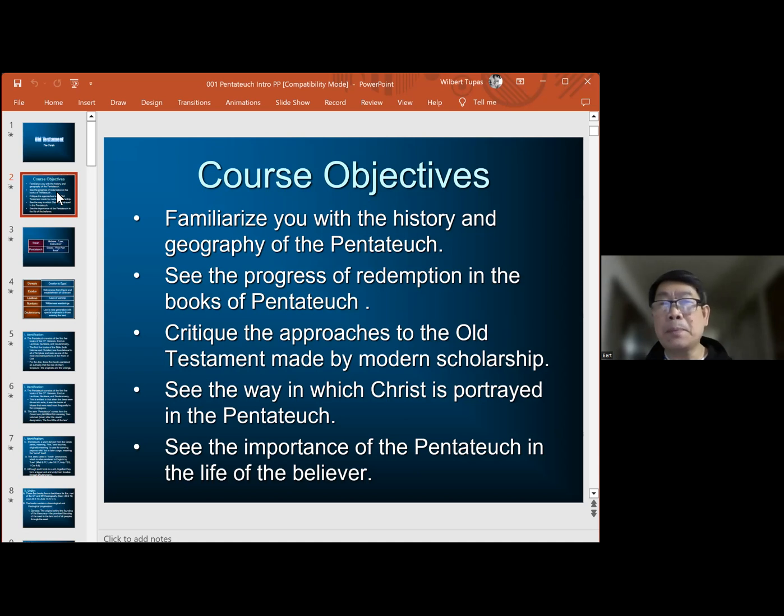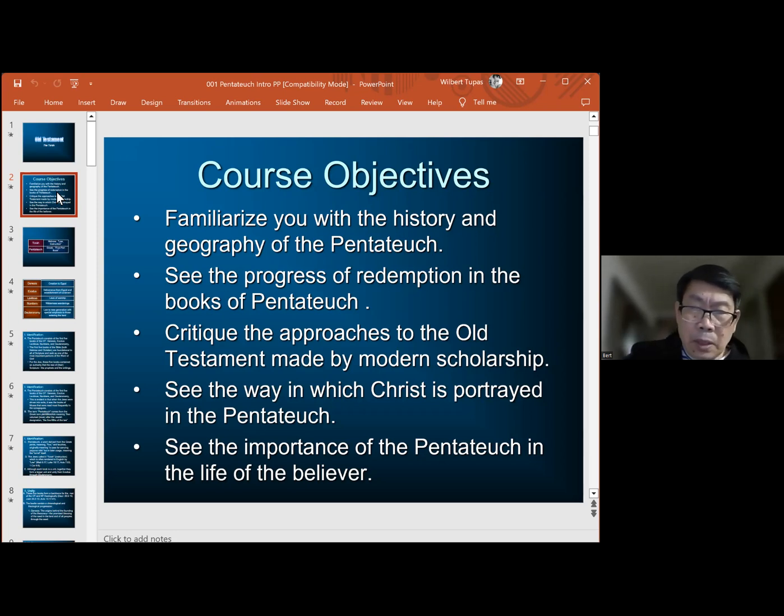Ang Pentateuch, napaka-importante na aklat ito, no? Kasi ito yung tinatawag natin na fundamental ng istorya ng Biblia. Dito natin makikita yung mga promises na fulfilled in the New Testament. Ito yung pinaka-foundation ng history ng Israelites.